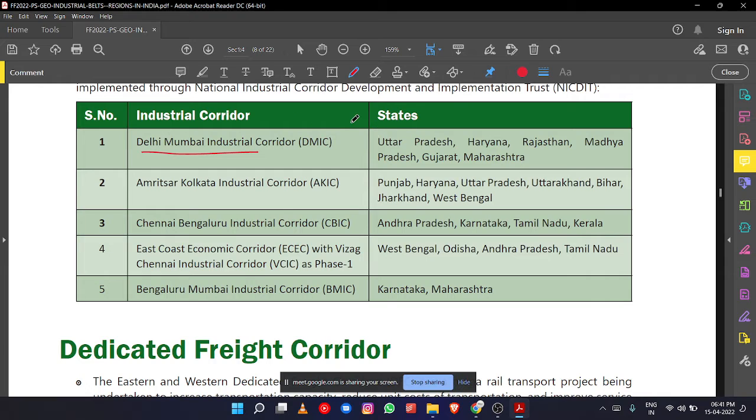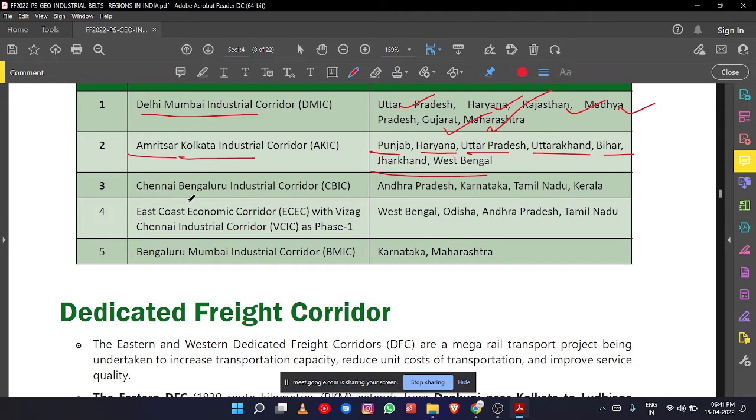Which of the following states are involved in this can also be asked. So Uttar Pradesh, Haryana, Rajasthan, Madhya Pradesh, Gujarat and Maharashtra, the Delhi Mumbai Industrial Corridor. Amritsar Kolkata Industrial Corridor is there, which includes Punjab, Haryana, Uttar Pradesh, Uttarakhand, Bihar, Jharkhand and West Bengal. I will show you that particular thing in the map also. Chennai Bangalore Industrial Corridor is there, which covers Andhra Pradesh, Karnataka, Tamil Nadu and Kerala.